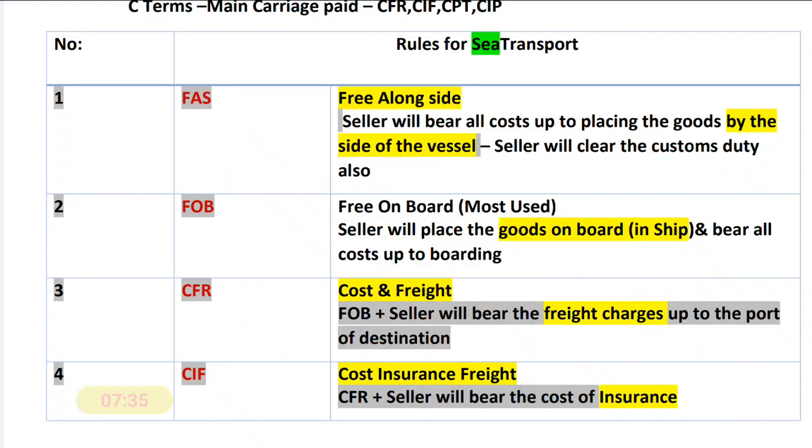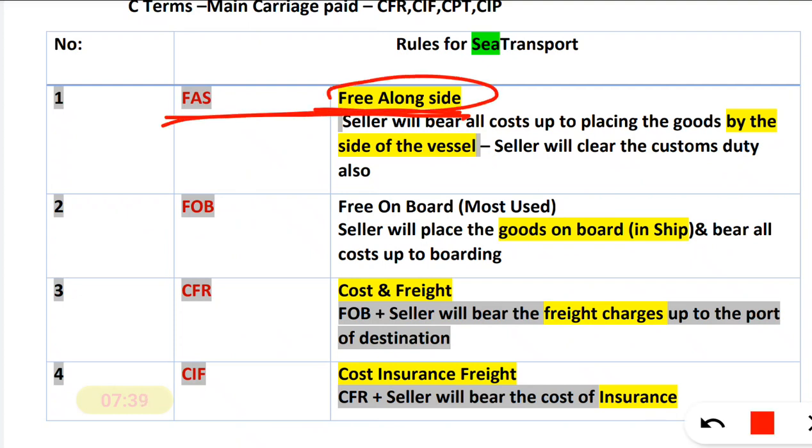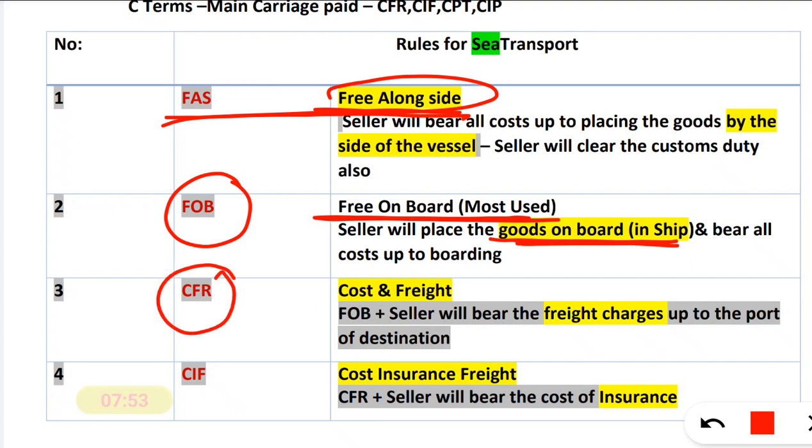So what do you mean by FAS? FAS means the seller will keep the goods only alongside of the vessel or the ship. FOB means the goods will be kept on board, on the ship. Okay, and up to that the cost will be borne by the seller. Next is CFR. CFR stands for cost and freight.